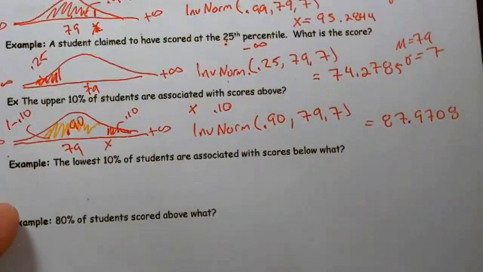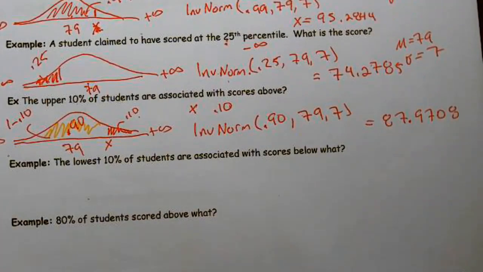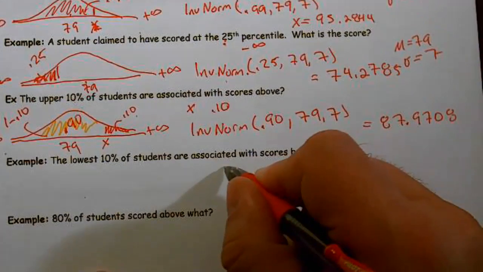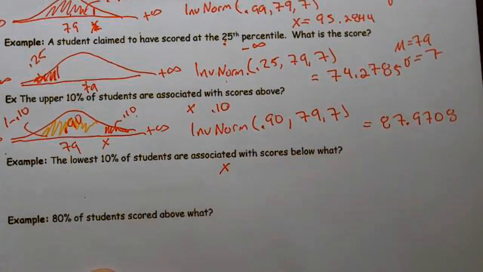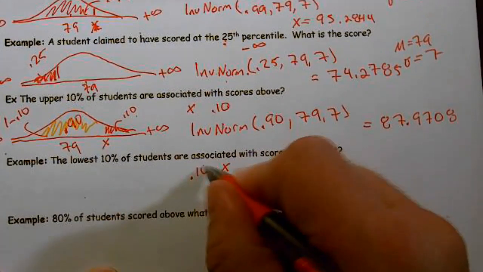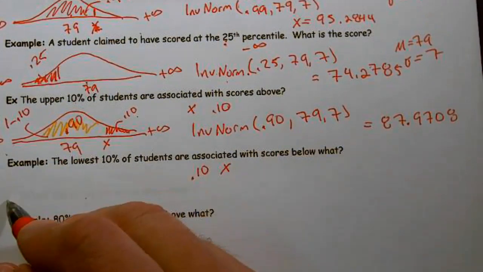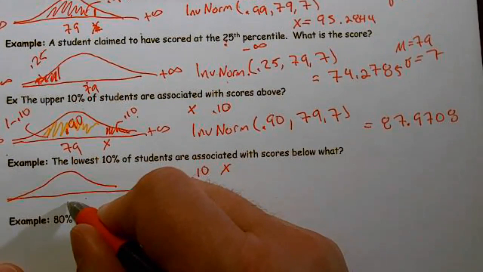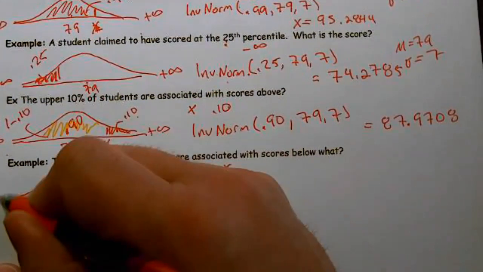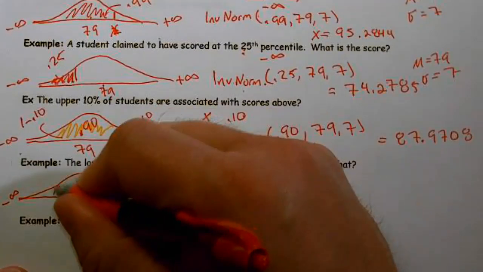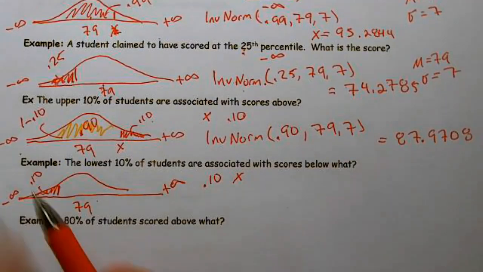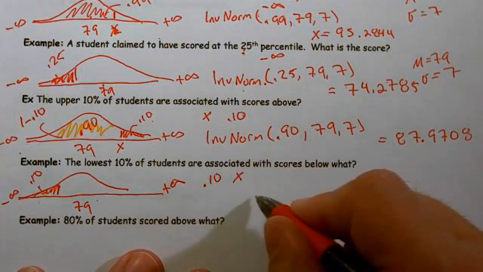All right. Here they say the lowest 10 percent. Once again, they did not tell me it was a percentile rank. Since they didn't tell me it was a percentile rank, I put an X, and it's like, oh, this is on the low side, so it's down here. So it started at negative infinity. All right? Really important to know whether we're starting at negative infinity or positive infinity. So this is at 79, negative infinity, positive infinity. And this is 0.10. Well, hey, since we started at negative infinity, we started at the left, we're good to go with the inverse norm.